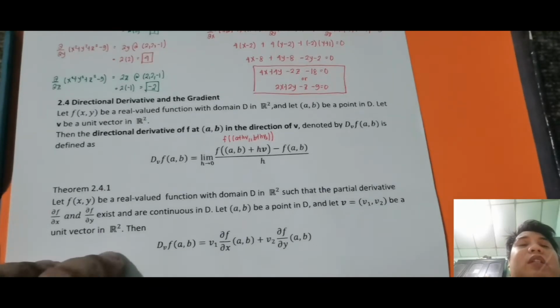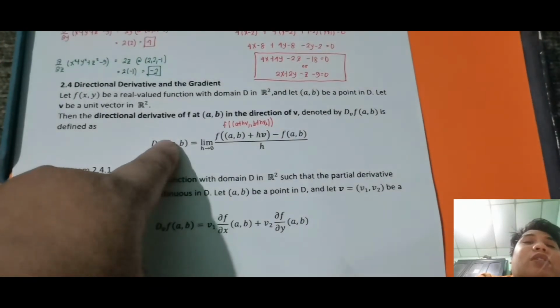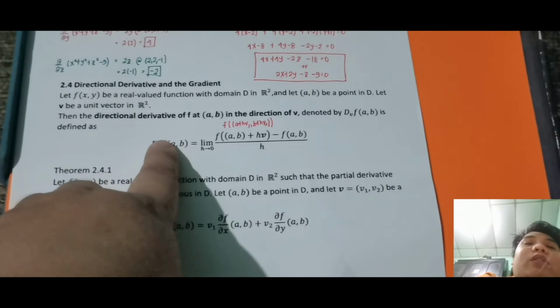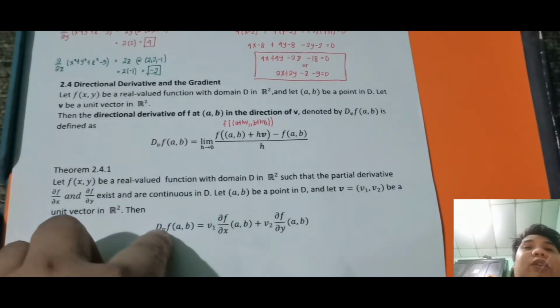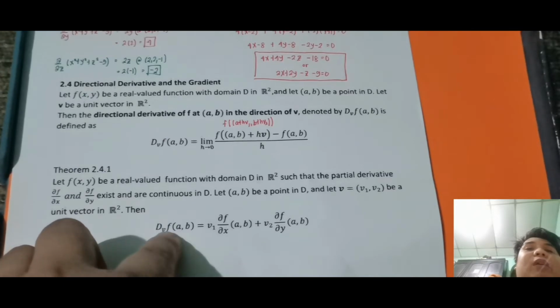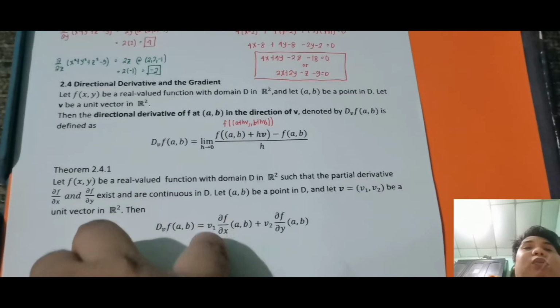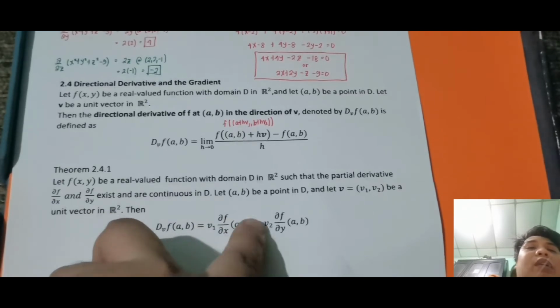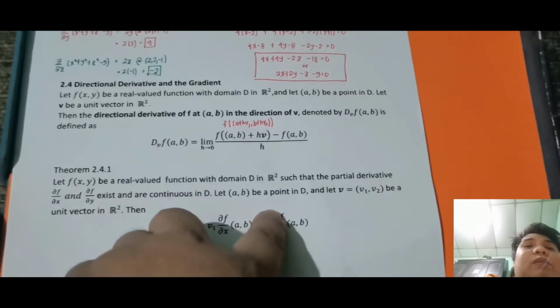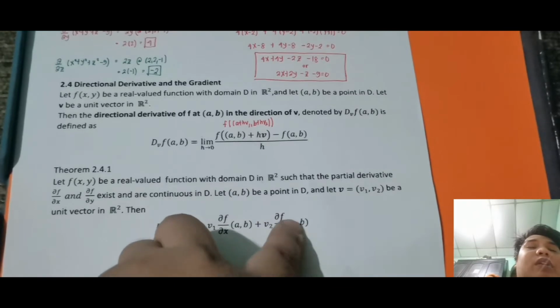Then this is just equal sa, kung gusto natin i-revise yun using this theorem, so kung ayaw mo gamitin yung limit, pwede natin i-apply to using the partial derivative. So ano sagot? This is just the directional derivative of f at a comma b is just equal sa b sub 1 times the partial derivative of f with respect sa x of a comma b plus b sub 2 times the partial derivative of f with respect sa y of a comma b.